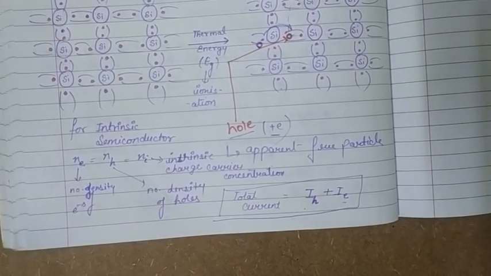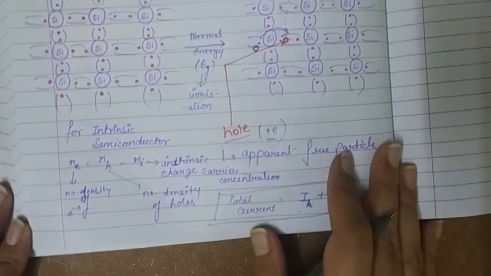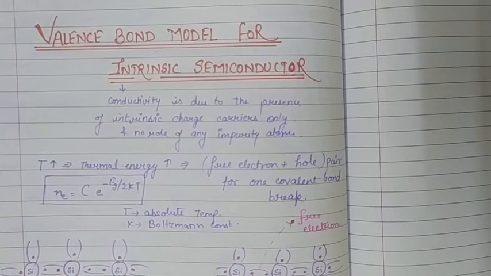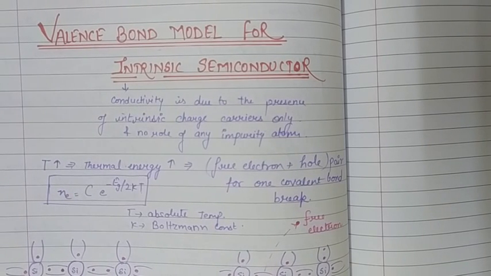So that's how we can explain the valence band model for intrinsic semiconductor. In the next video we will be discussing the valence band model of extrinsic semiconductor.